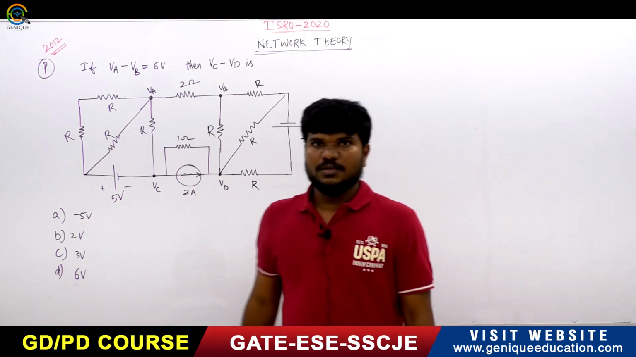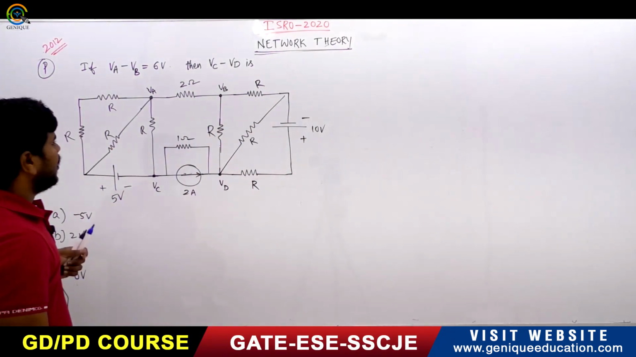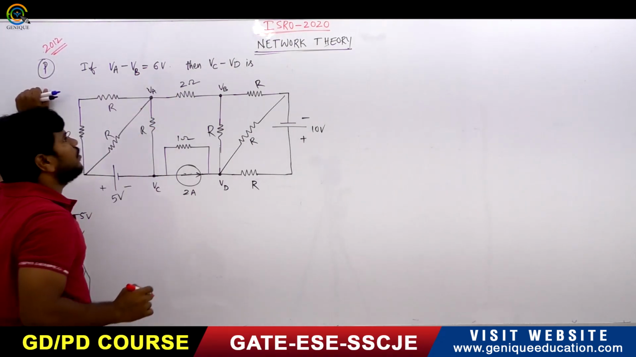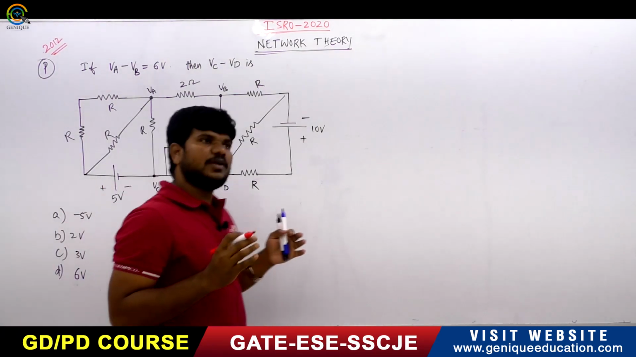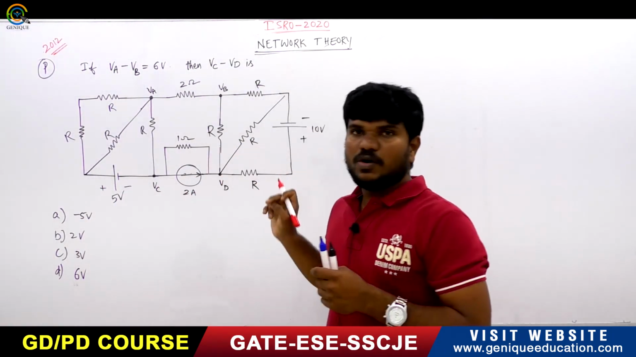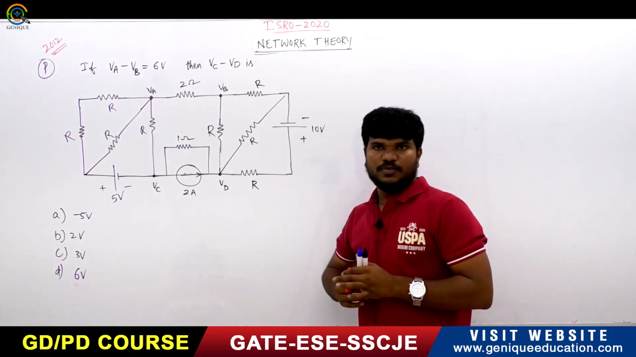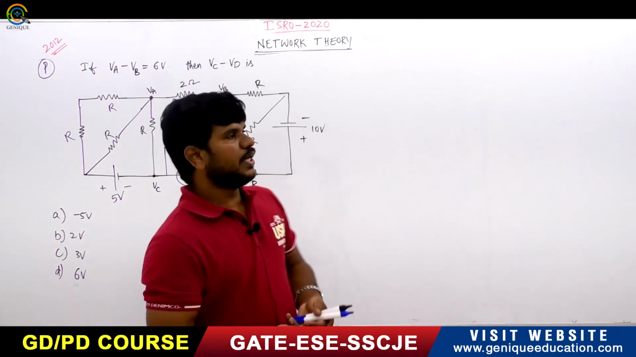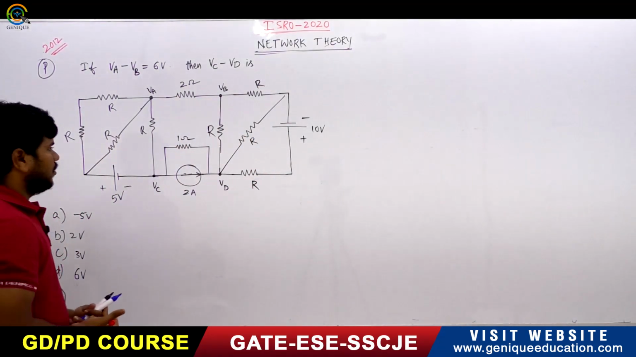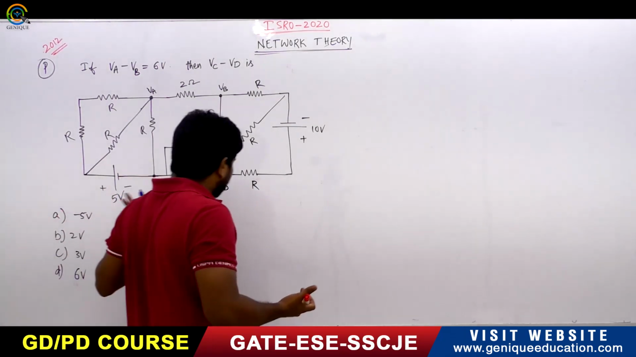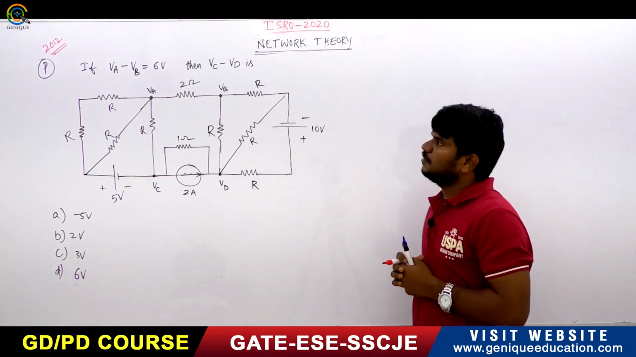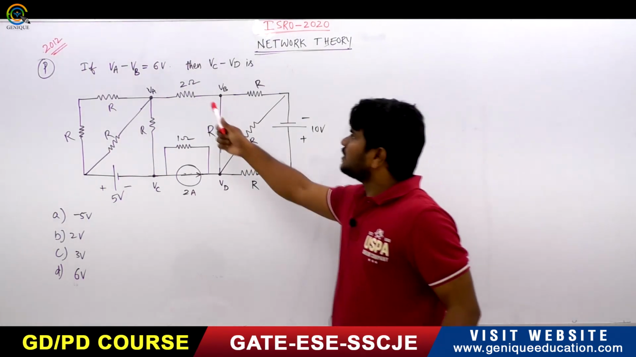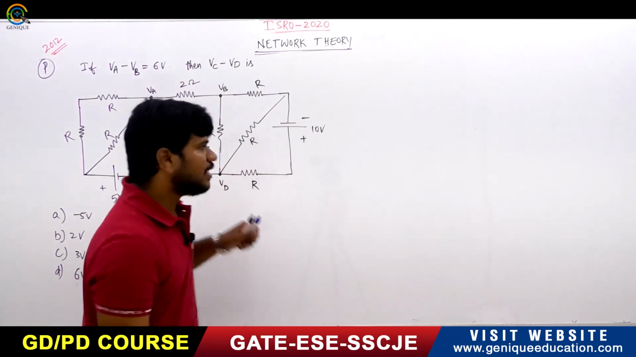So this is the network given. If you observe this network, VA minus VB is given. Try it yourself by pausing the video and taking a pen and paper, using the techniques you have learned. Options are given. Now I will start the solution. What is given? VA minus VB is 6 volts.